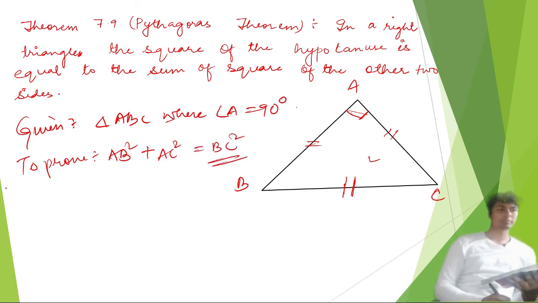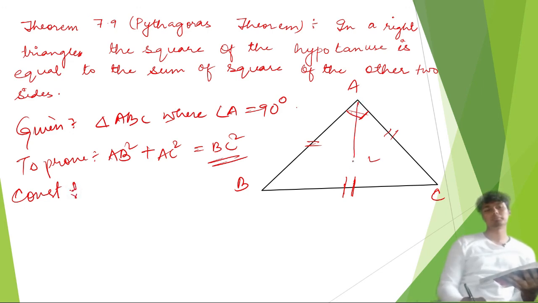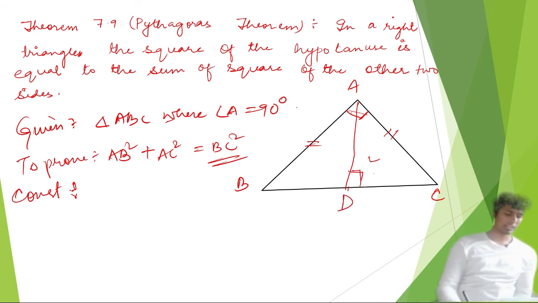Okay, construction. What we're going to do as a construction is join AD. This is 90 degrees here, and this is D, and this is 90 degrees here. Let us join AD. Now we need to prove.